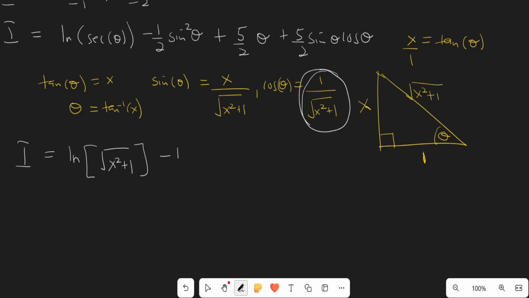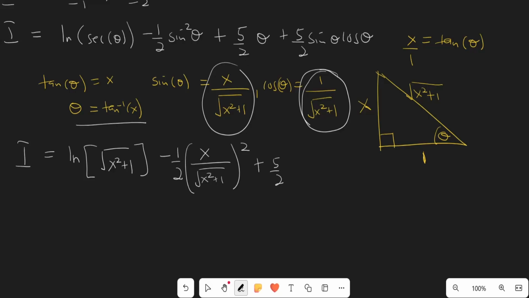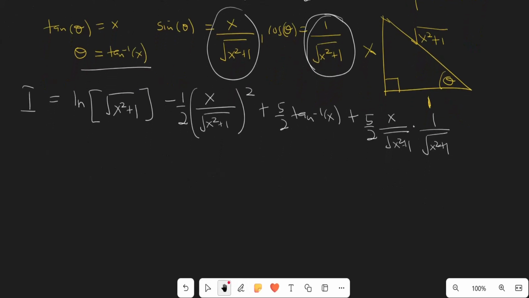Cool. Minus 1/2 sine squared theta. This is sine of theta, but there are two of them, so that is going to be x over the square root of x squared plus 1, squared, plus 5 over 2 theta. Theta here is tan inverse of x, plus 5 over 2 sine of theta times cosine of theta. Sine of theta is x over the square root of x squared plus 1. Cosine of theta is 1 over the square root of x squared plus 1.